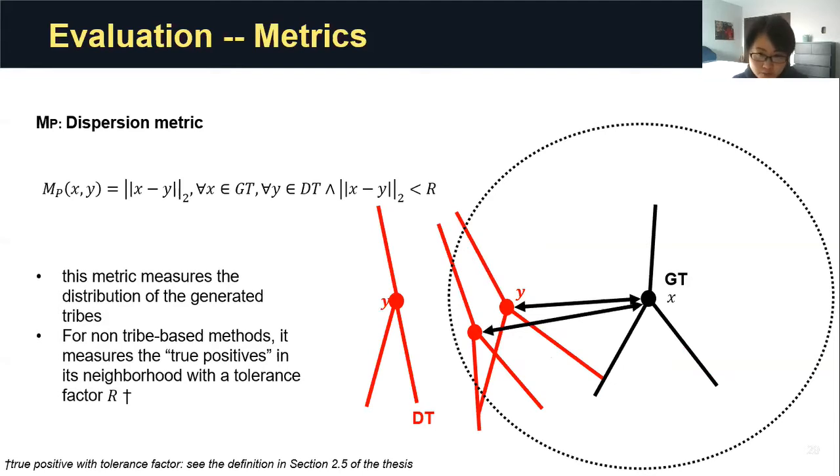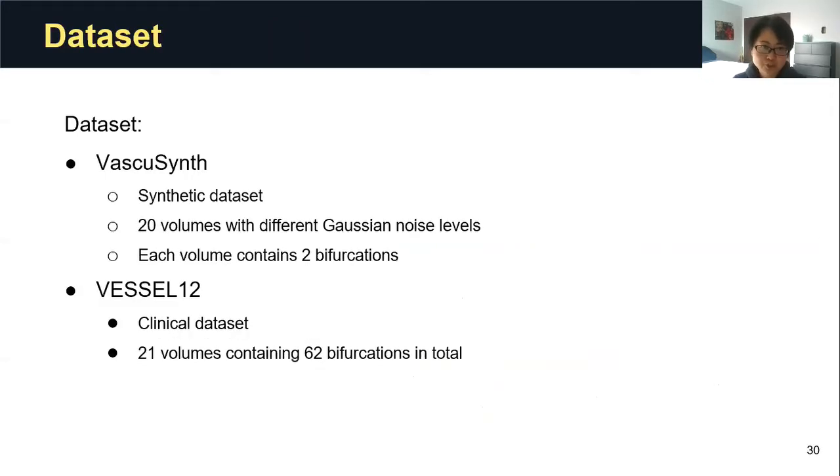And then we calculate the dispersion metrics. Because we have tribes here, we want to measure how closely those populations are distributed into the tribe. The more closely they distribute, that means the fewer false positives we will have in the final result. So that's how we design the dispersion metrics.